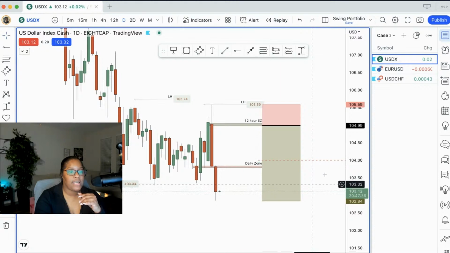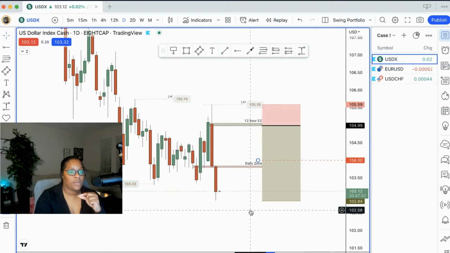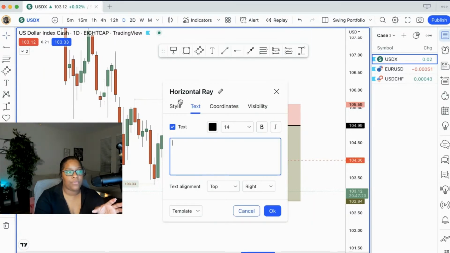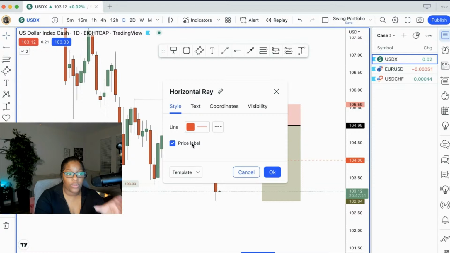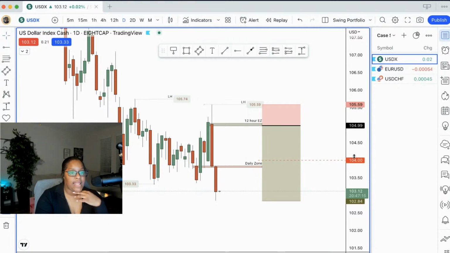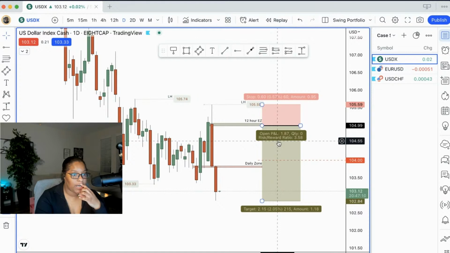As you guys can see here, if y'all look at my tool, I'm going to click on it again. It's showing me the price that I need to pay attention to. So it's showing me a price label, and I like having my price label only on certain tools that I personally use, because I just find that it's easier to see the price that's highlighted as well. And so let's just say that I wanted to get into this trade here.